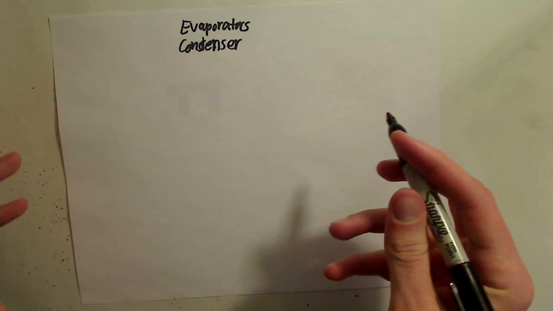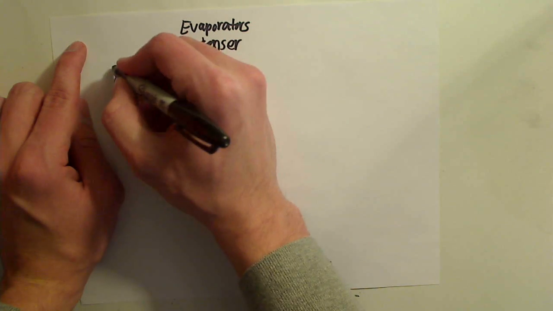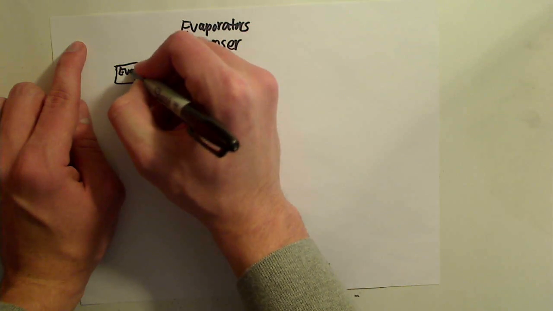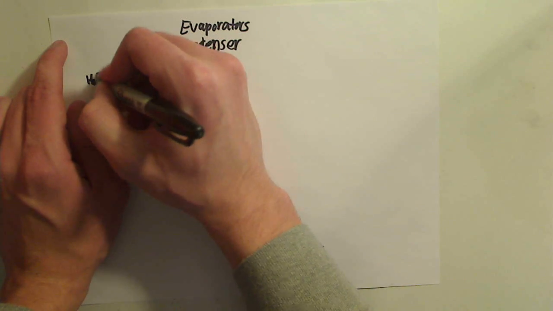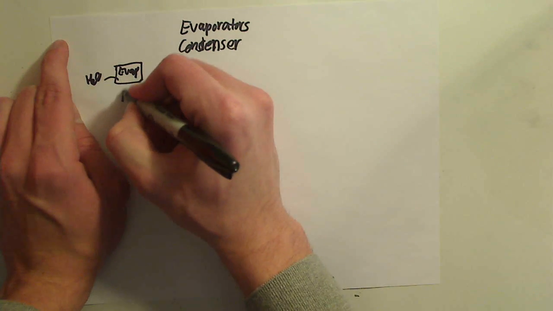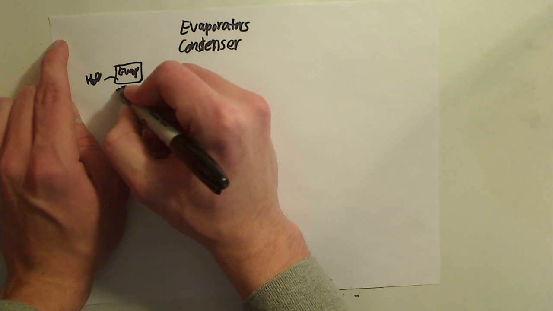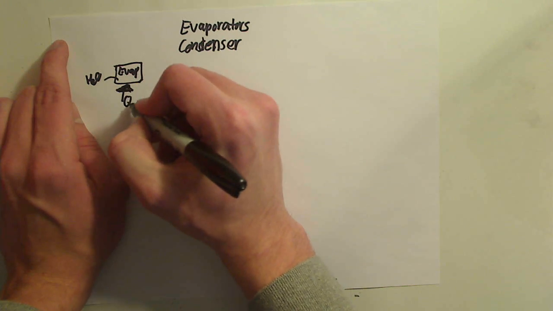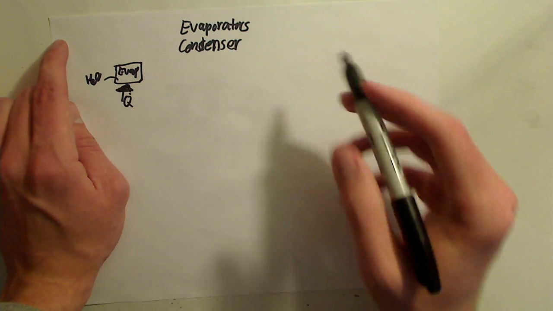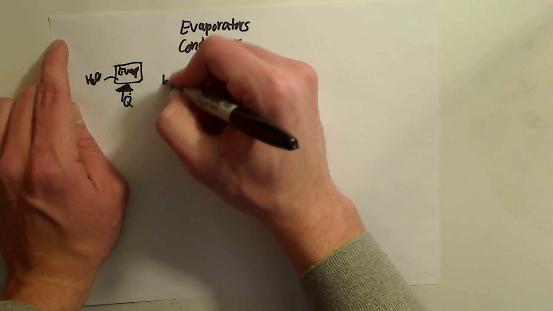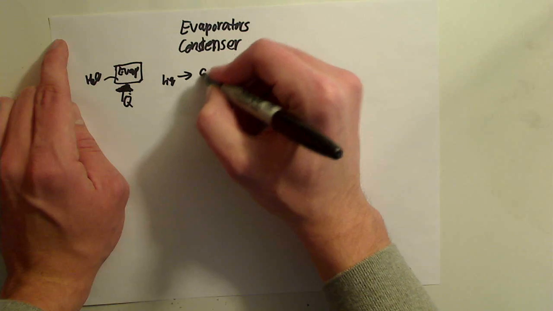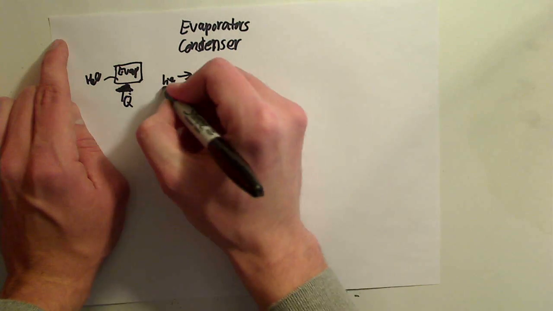So pretty much all an evaporator does is, let's draw a little evaporator. This is my little evap. We have some fluid in there. Let's just say it's H2O, doesn't really matter right now. And there is some heat going in. There's some Q which causes the H2O to go from a liquid to gas. That's pretty much all it does.